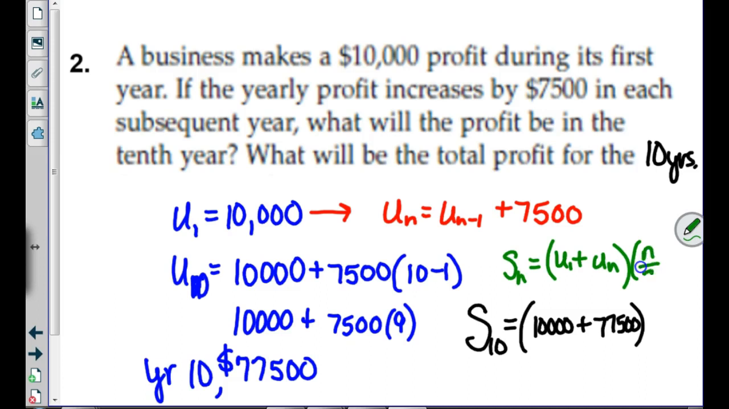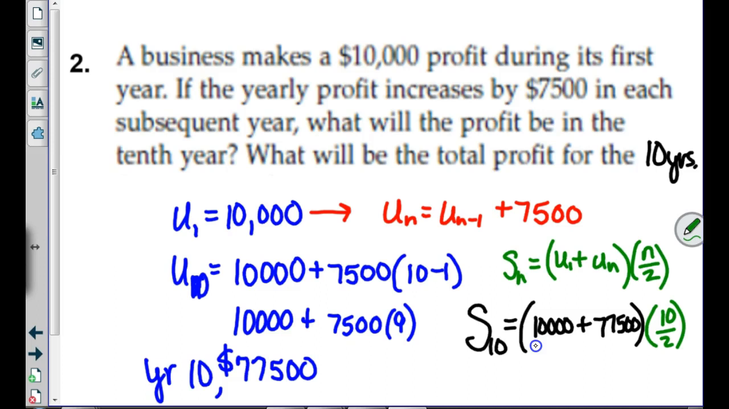It's n divided by 2, but what's n? The number of terms, right? So it's just 10 divided by 2. Because think about it. If there's 10 terms, if you add the first and last together, there's going to be how many pairs of that? 5, right? Because there was 10 terms.